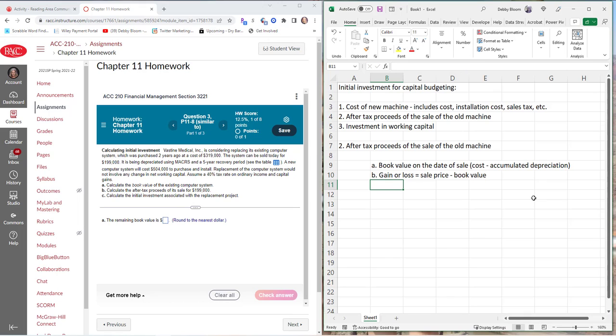In the third step, we're going to calculate the tax on the gain or loss, which is the gain or loss multiplied by the tax rate. And then finally, the final step in this process is we take the proceeds from the sale and either subtract the tax on a gain or add back the tax on a loss.